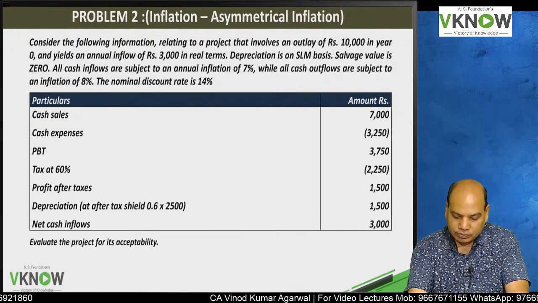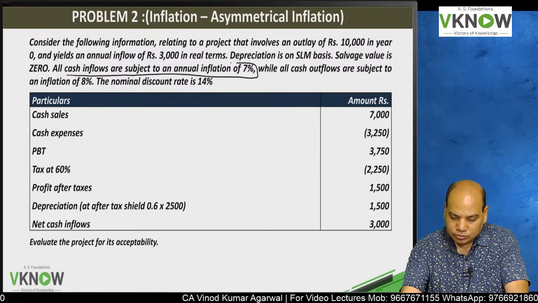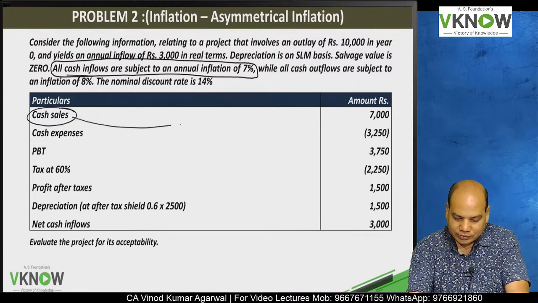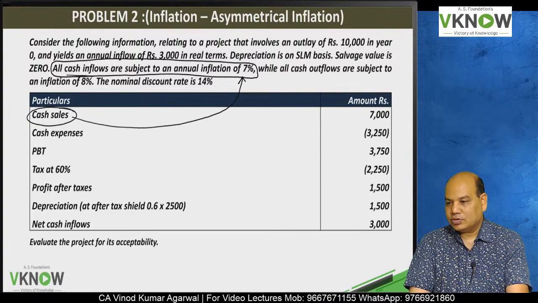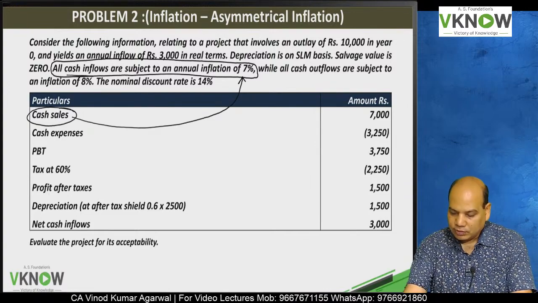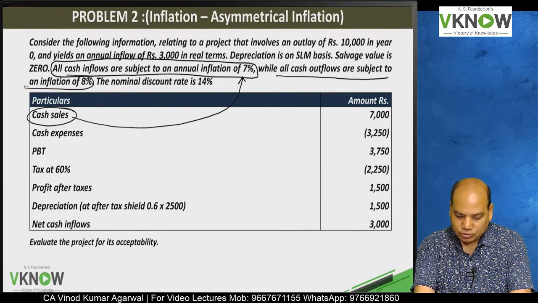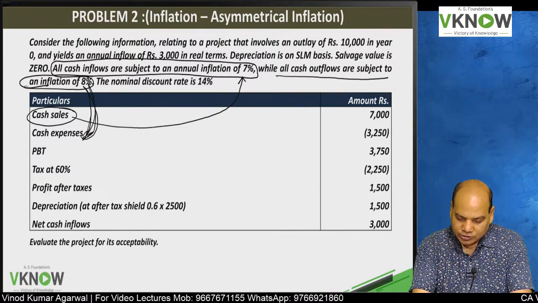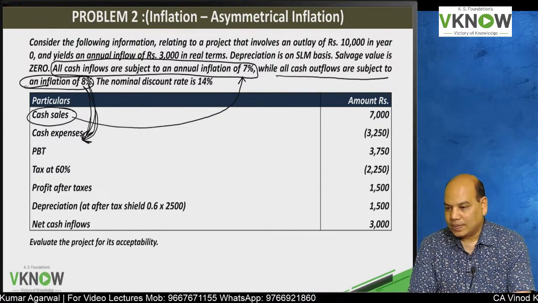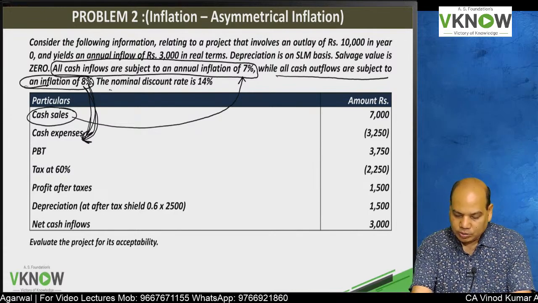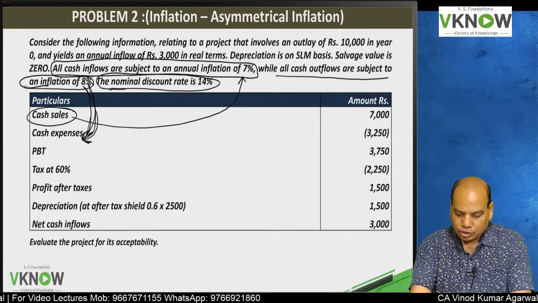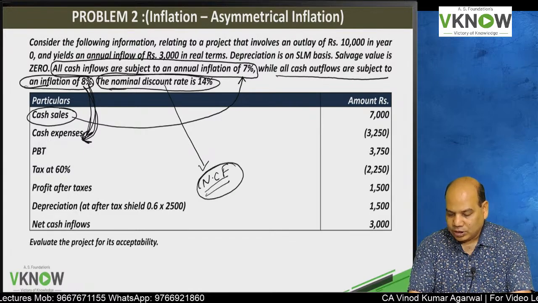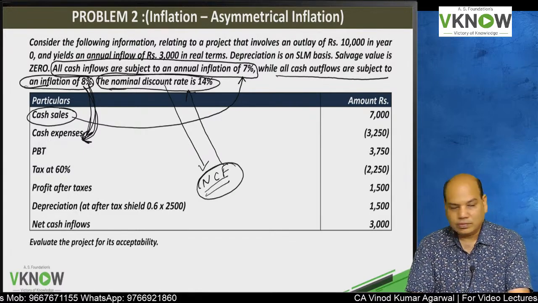All cash inflows are subject to 7% inflation, which means sales. They are talking about sales. Sale is subject to 7% inflation, while all cash outflows are subject to 8% inflation. So they are talking about expense. This expense is subject to 8% inflation. Then the nominal discount rate is 14%. Nominal. So what I'll do, I will compute nominal cash flow only. Nominal cash flow, nominal discount rate will get NPV.